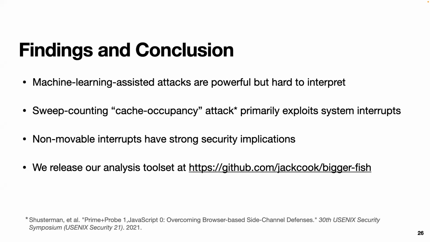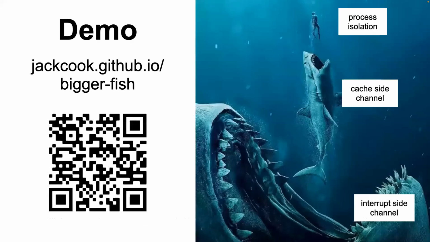Non-movable interrupts have very strong security implications that need to be further studied, and we've released our analysis toolset on GitHub. So I encourage all of you to try out that demo from the video. There's a QR code, and you can just go to that link as well. And this really shows that, in the attack that we've analyzed, researchers thought that the primary side channel being exploited was the cache. Our work shows that interrupt side channels are in fact the bigger fish.